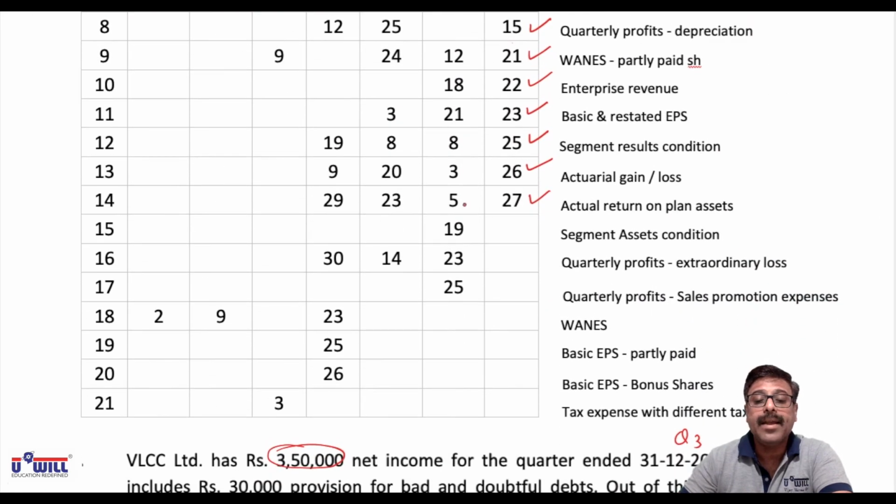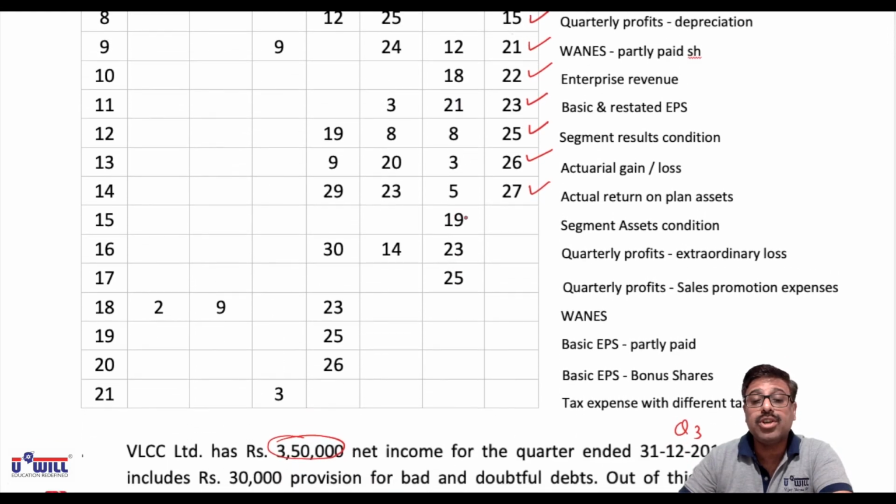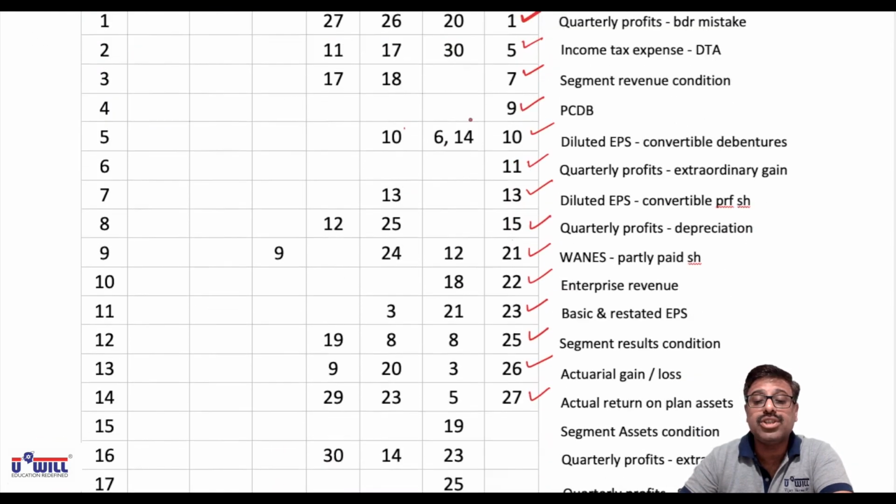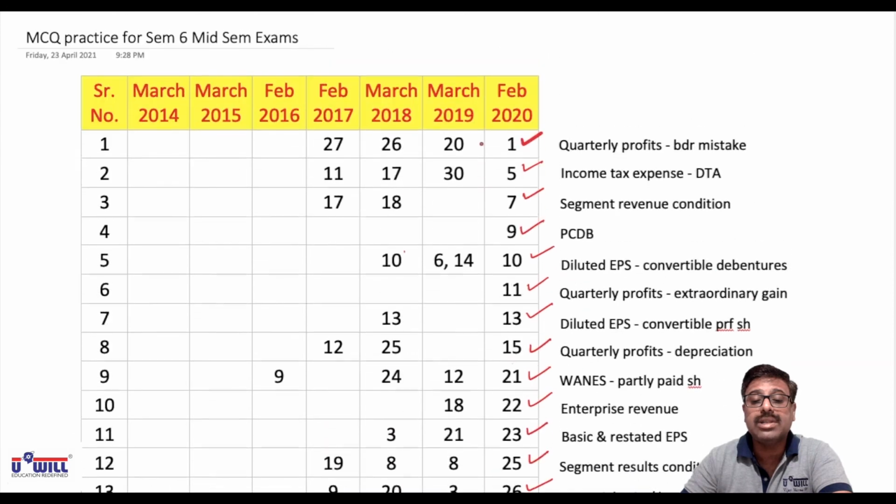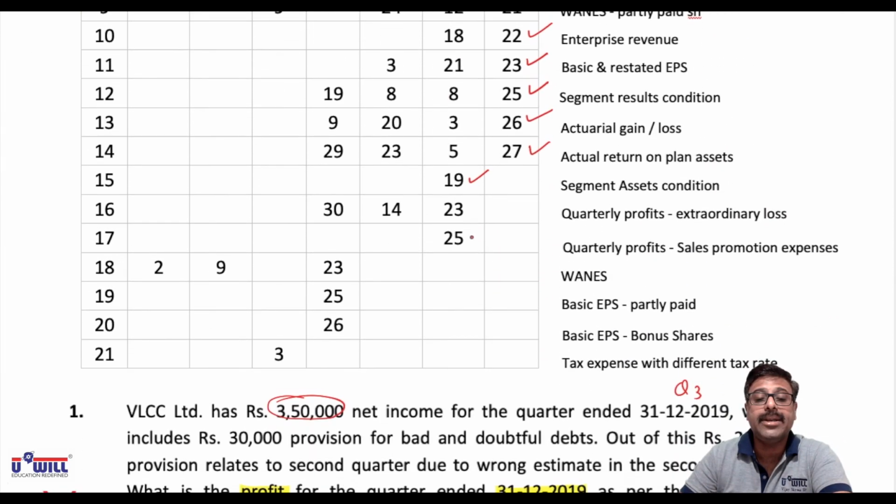Similar to this question, 14th variety, you can try February 2017's question 29, March 2018's question 23, March 2019's question 5. Now the 15th variety of question, look at March 2019's question 9. I repeat, March 2019's question 19, look at it, be attentive.